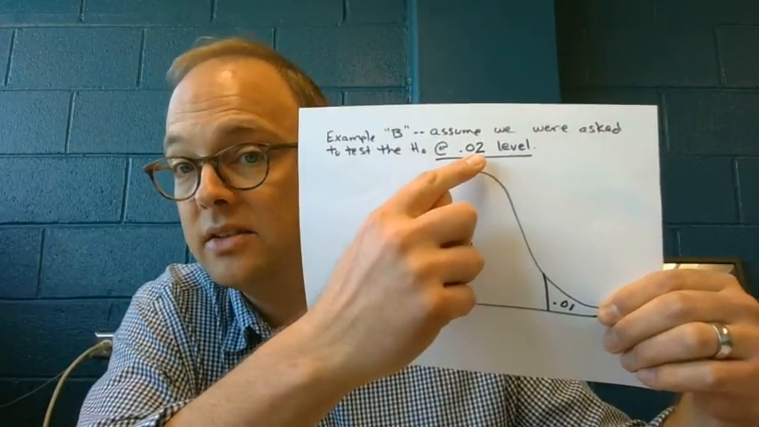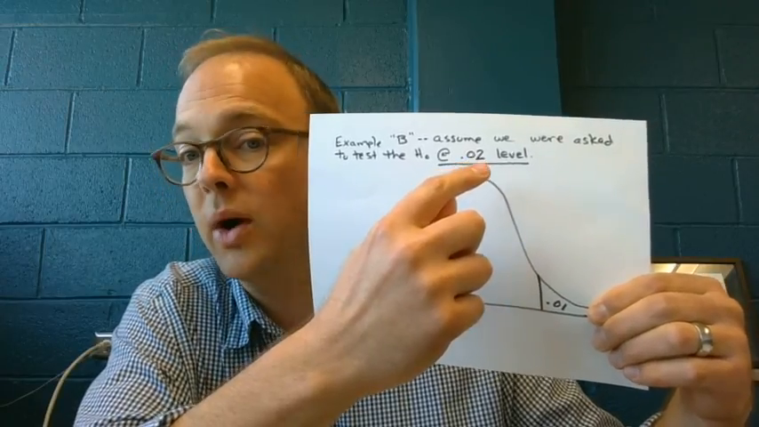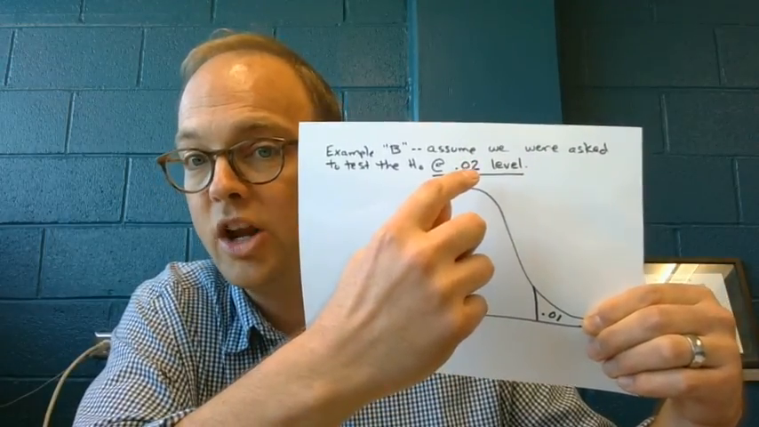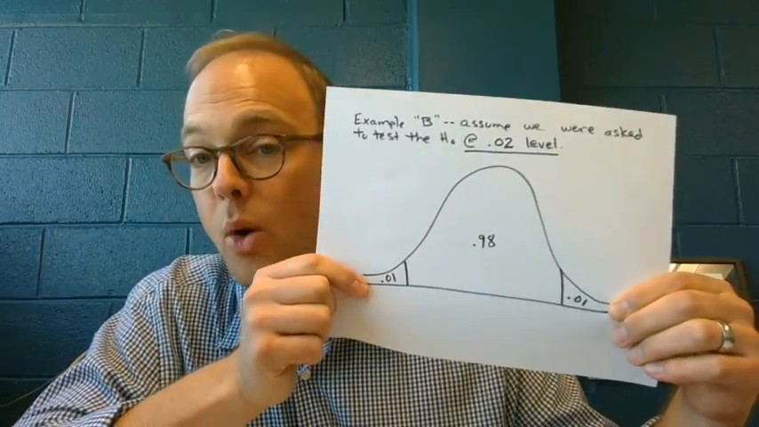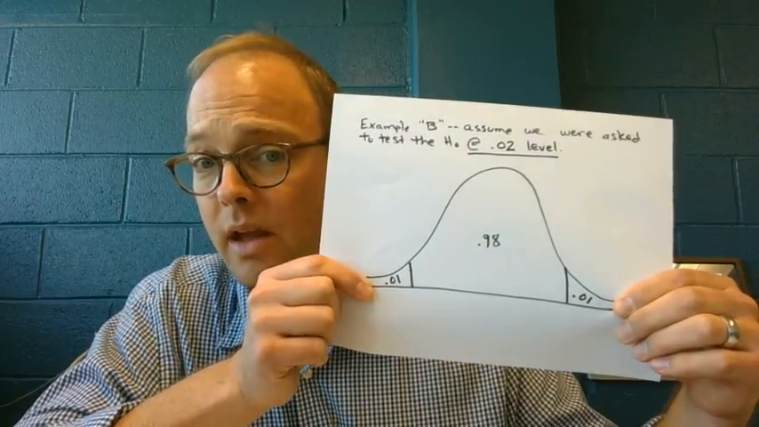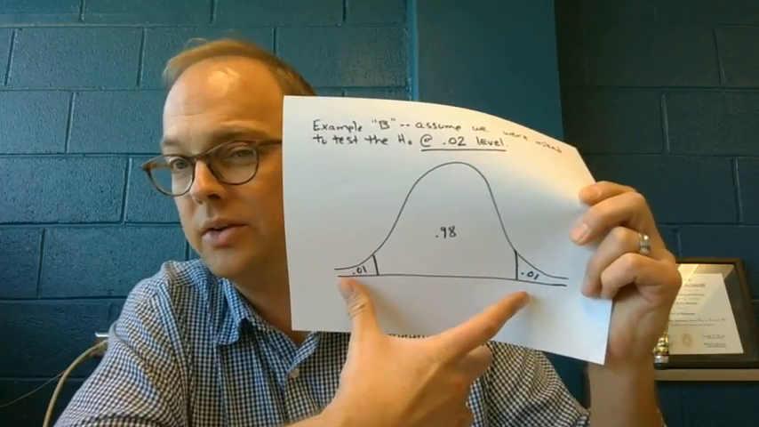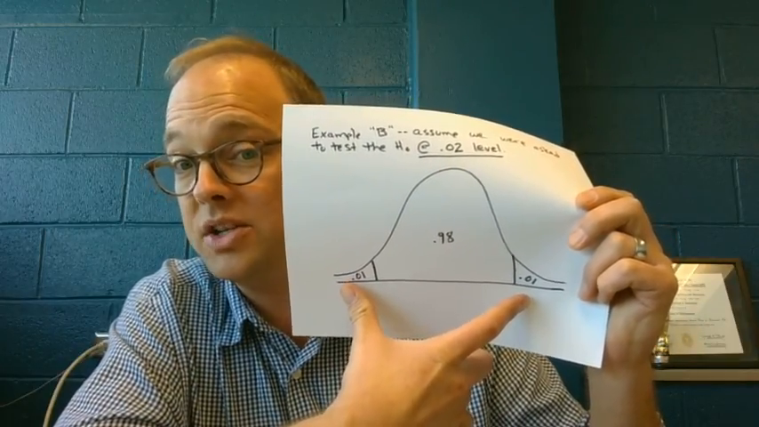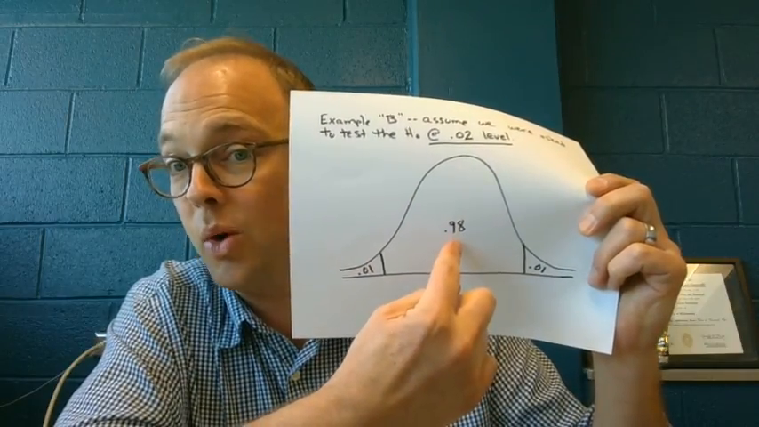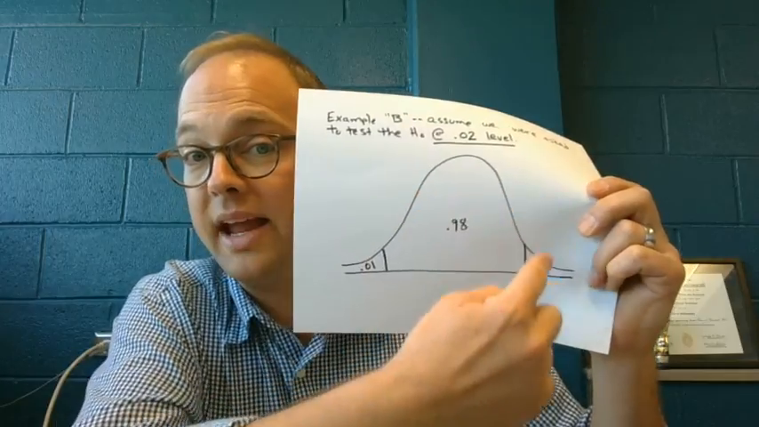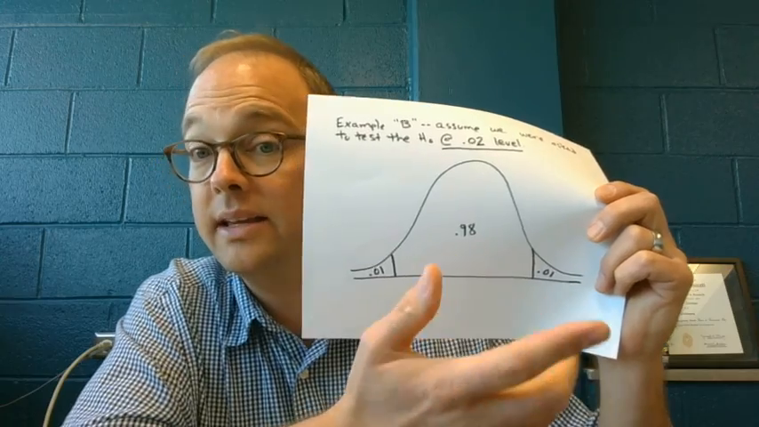If we were asked to test the null hypothesis at the 0.02 level, that means that for a two-tailed test, each tail equals 0.01. Since I know that the critical region, or these tails together, even though it's two tails, I still refer to it as the critical region, these two tails together equal 0.02. That means that the middle part has to be 0.98. Why? Because I know that the whole thing has to be 1. 0.01 plus 0.98 plus 0.01 is 1.